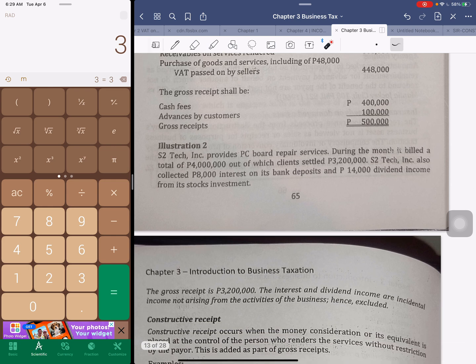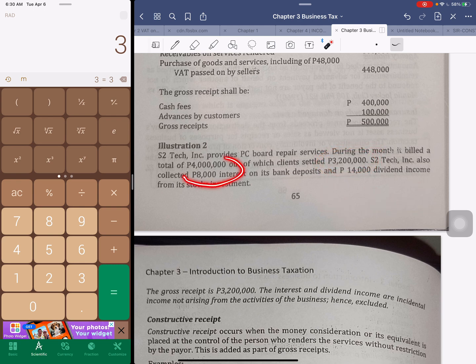Illustration 2, Estotech Inc. provides PC board repair services during the month. It billed a total of 4 million, out of which client settled 3.2. Estotech also collected 8,000 interest on its bank deposits and 14,000 dividend income from its stock investment. So, mapapansin nyo, ang primary purpose ng Estotech Incorporated, of course, is related sa repair services. Ang total amount na nakapagbigay siya ng serbisyo is 4 million, pero ang nabayaran lang muna ng customer is 3.2. Therefore, only 3.2 is subject sa business tax kasi we're talking about receipts.